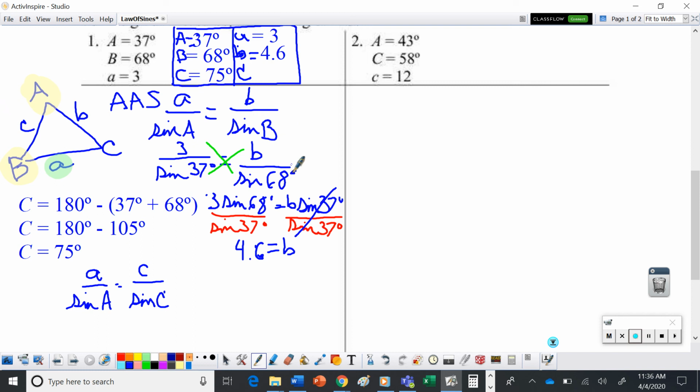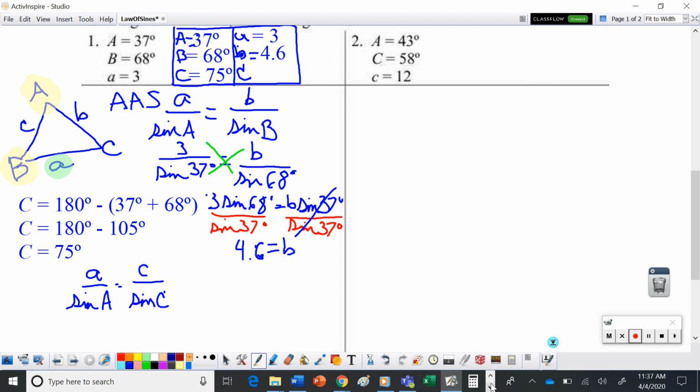Now, someone's going to say, could we use B over the sine of B here? Well, we could, but there's a couple of things. Number one, this was something that we found. And just in case we made a mistake, we don't want to use a wrong answer to find additional answers. So we're going to stick with the stuff that we've been given because we know that that's correct. We know that there's no mistake there. That's the given information.